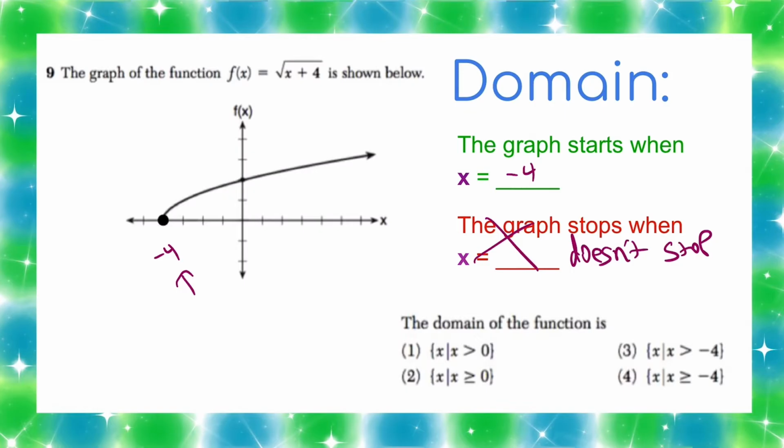So let's look at our choices. I don't want to mention the ones that talk about 0 because I want to talk about -4. And based on this closed circle here, do you think I want choice 3 or choice 4? I want choice 4 because if I have a closed circle, I need to have a line underneath.